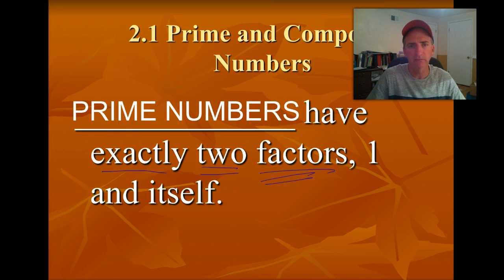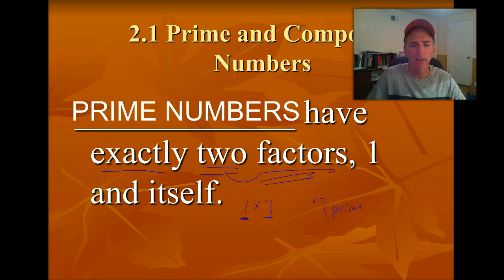Okay, for example, right, let's take the number 7. The only way to multiply to get 7 is 1 times 7. There's no other way. You can't do decimals, can't do fractions, can't do negative numbers. Therefore, 7 is prime. That's the only way. There's two factors. 1, that's a factor of 7. 7 is a factor of 7.